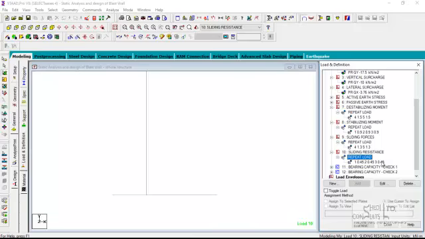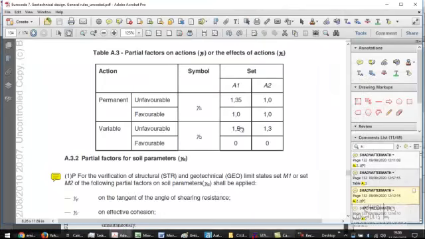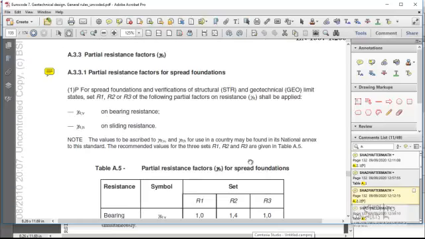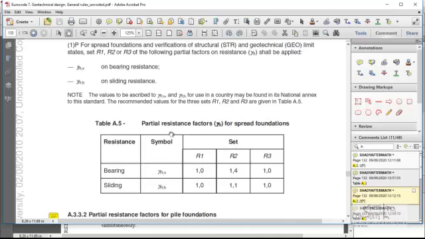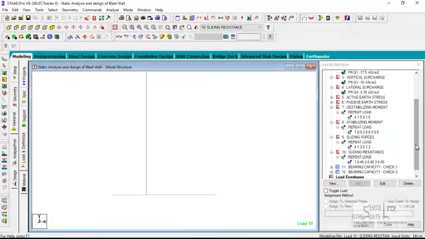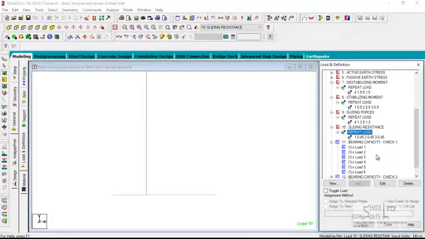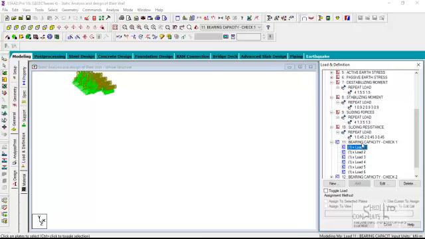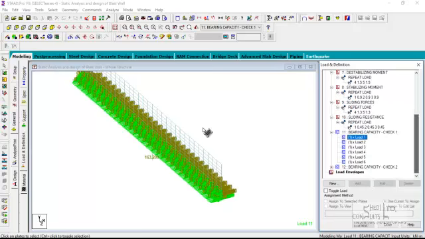So the code states that the factor of safety against sliding resistance should be 1. For bearing it is 1, and for sliding resistance based on the load combination factors we specified, it is 1. Then we also check the bearing capacity failure at serviceability limit states. We already have the allowable bearing capacity of the soil. We did the load combination and then ran the analysis.